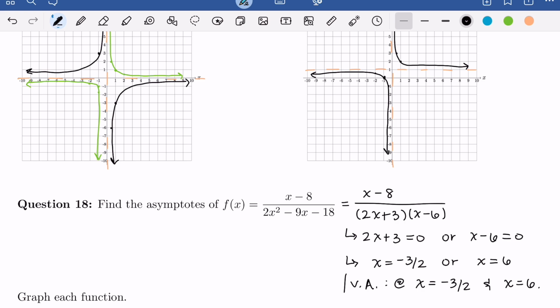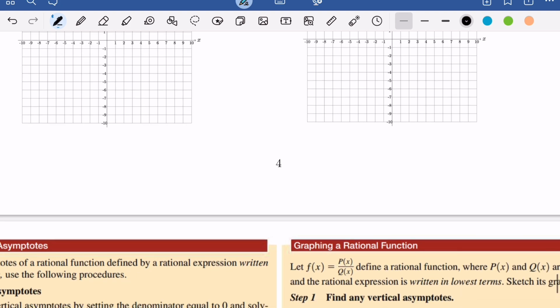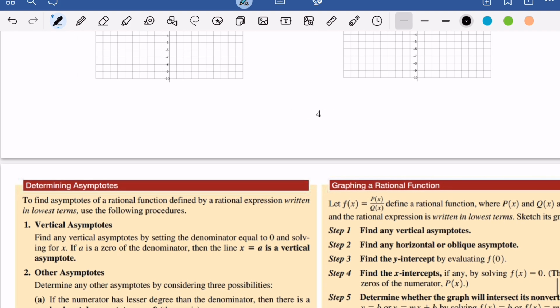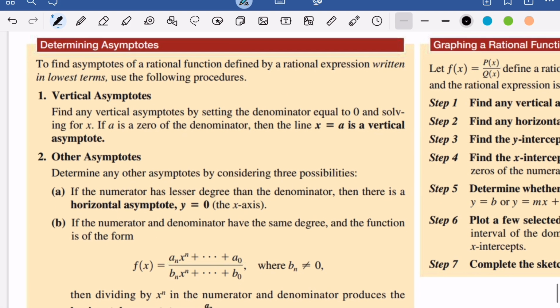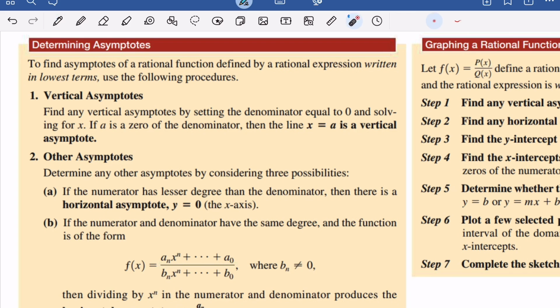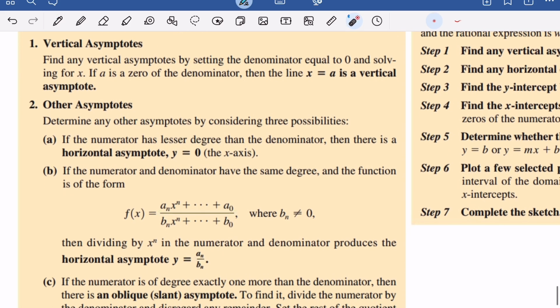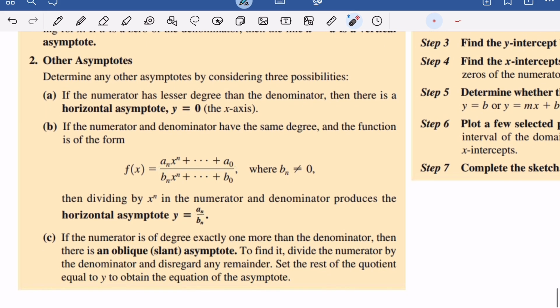Okay, so these are our vertical asymptotes. Now we also want to find our horizontal asymptotes, or if there are any oblique asymptotes in this case. So I've pasted this here, directly from the book, and this is the procedure for determining asymptotes. We already know how to find the vertical asymptotes, and that's what we've done for this example. Now we also want to see if there are horizontal or oblique asymptotes.